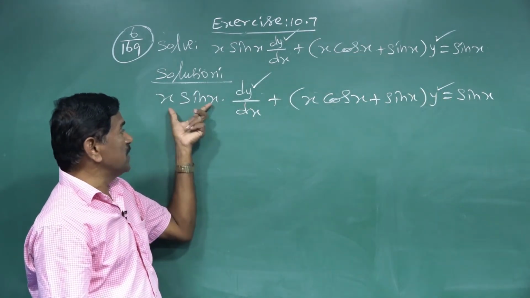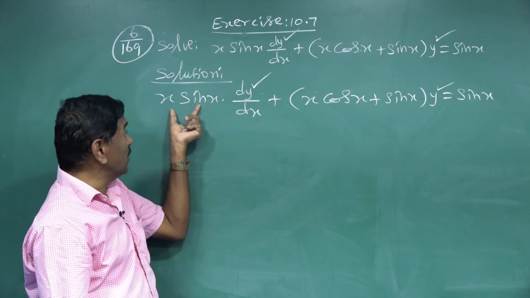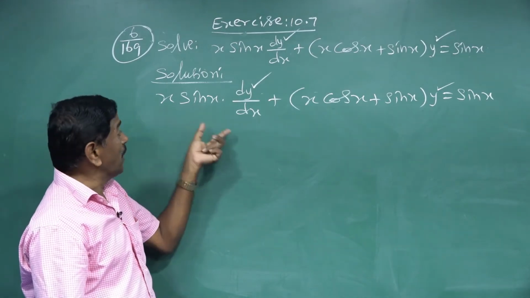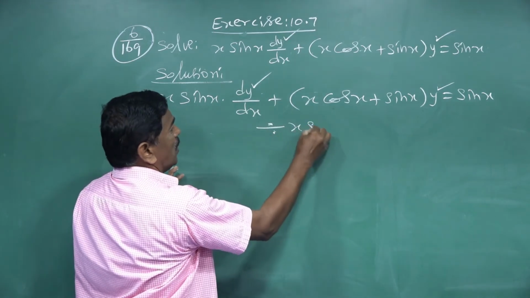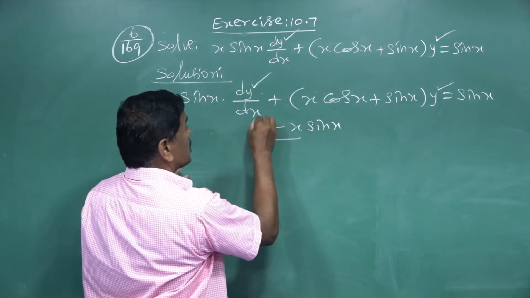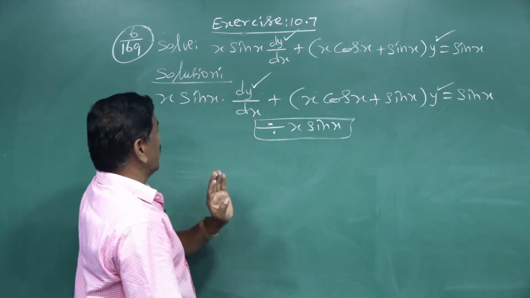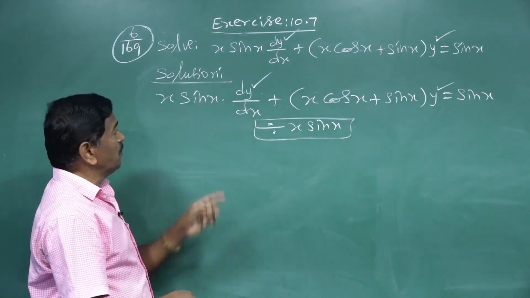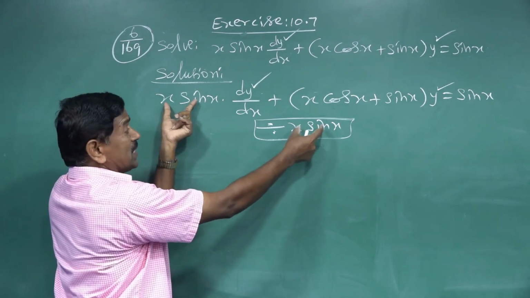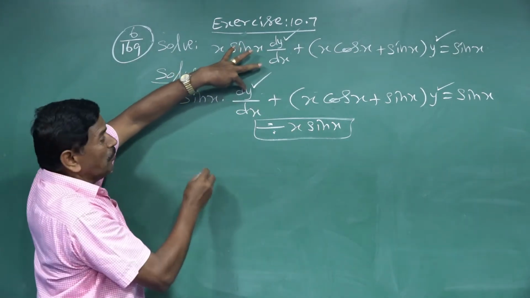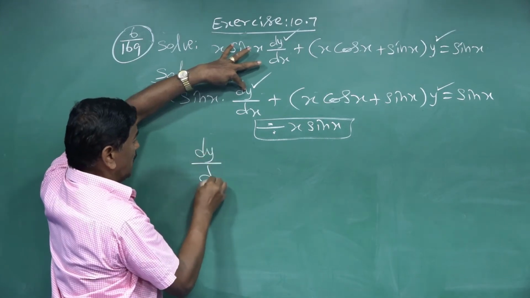But I need the first coefficient to be 1. That is why, to make the very first coefficient 1, divide by x sin x on both sides. That's all. So dividing by x sin x on both sides, we get: for the first term, x sin x divided by x sin x cancels, so what remains is dy by dx.